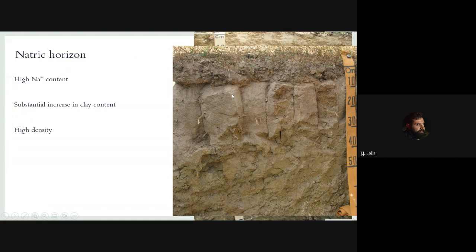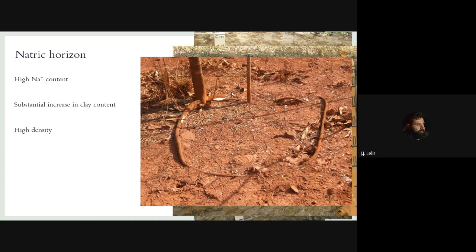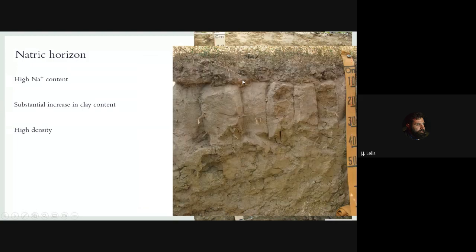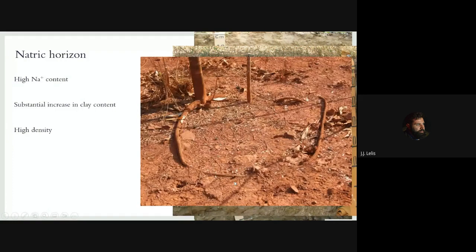It's typically from the nitric horizon possess an abrupt transition. And because of this high density, we usually can't see this kind of material with this kind of roots because they can't grow up and increase in depth, and they generally process this horizontal shape.